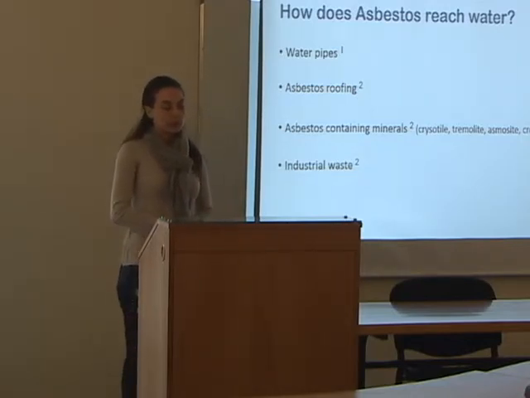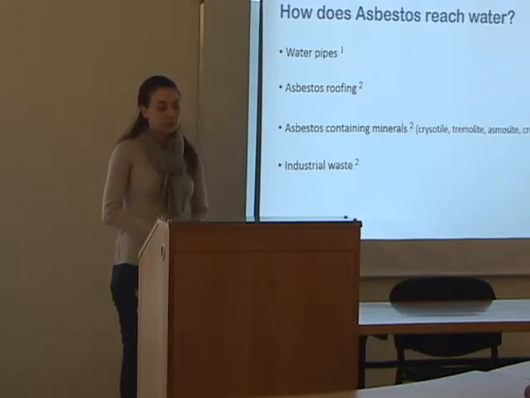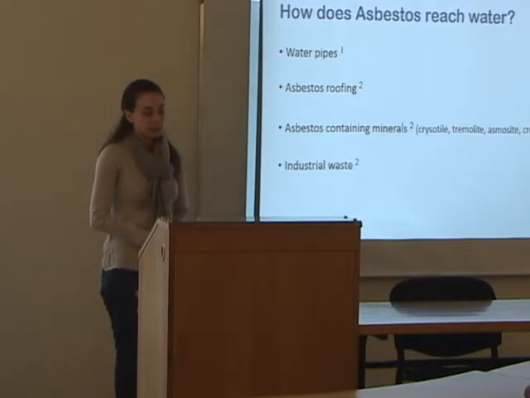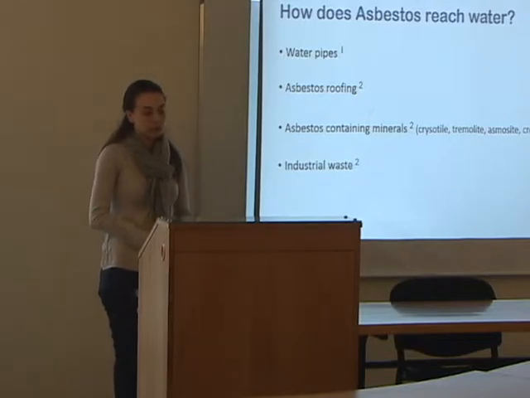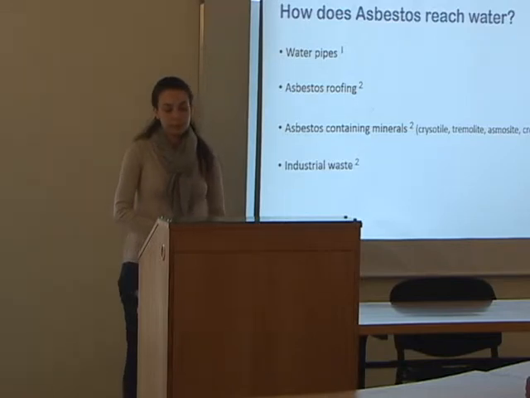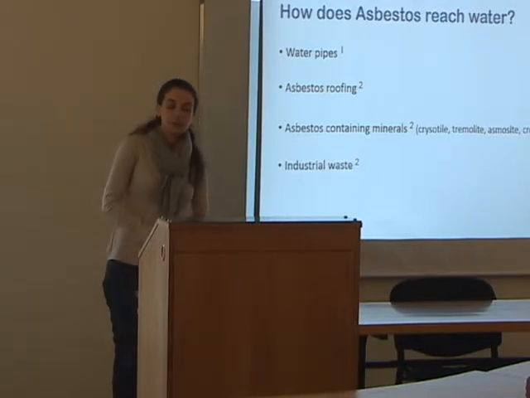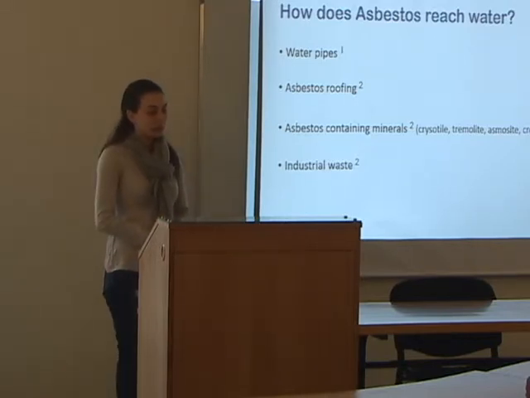Another way for asbestos to reach water is through asbestos-containing minerals. So, as Sharita said, chrysotile is used for water pipes. It was also used for roofing materials as tremolite. And other minerals are amosite and crocidolite, which were used for water pipes.